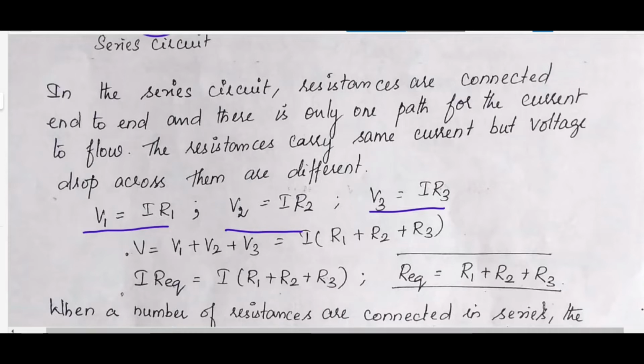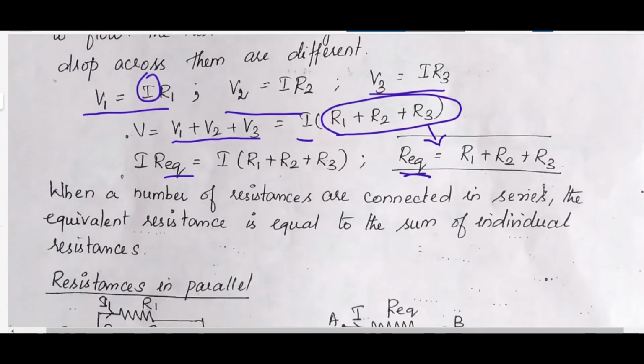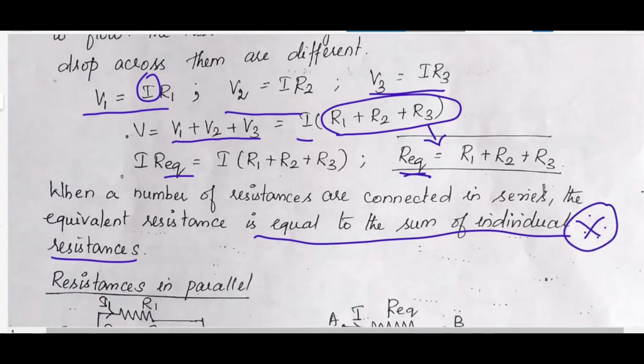While making a summation of all the voltage drops, V1 plus V2 plus V3, all the currents are the same current, so take I as common: R1 plus R2 plus R3. So I into this R1 plus R2 plus R3 is taken as R equivalent. When a number of resistors are connected in series, then the equivalent resistance is equal to the sum of the individual resistances. This is the part we need to infer.